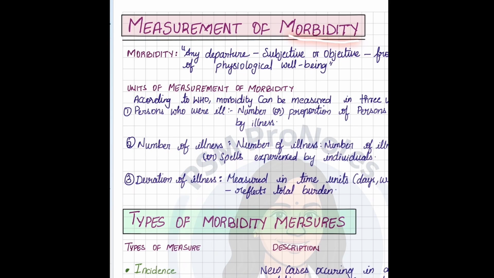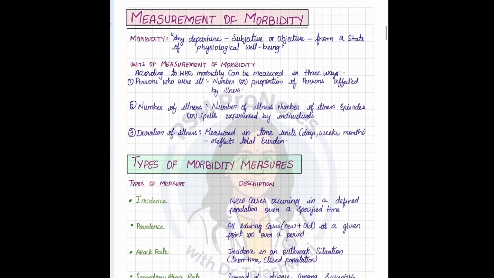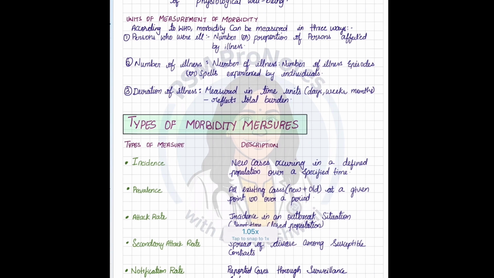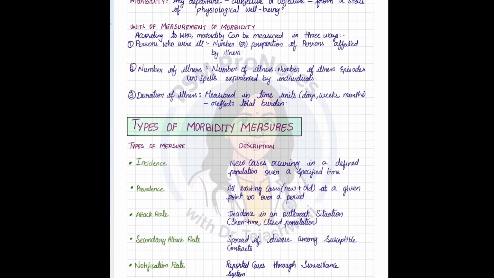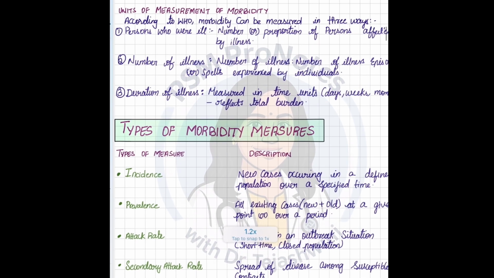Morbidity. While mortality tells us who died, morbidity tells us who's living with illness. And believe me, in public health, this is just as important. What is morbidity? Morbidity simply refers to any departure from a state of physiological or psychological well-being, and this can be either subjective, like feeling unwell, or objective, like being diagnosed with a disease. So yes, both a child with diarrhea and an elderly patient with dementia fall under morbidity, but their measurement will differ.